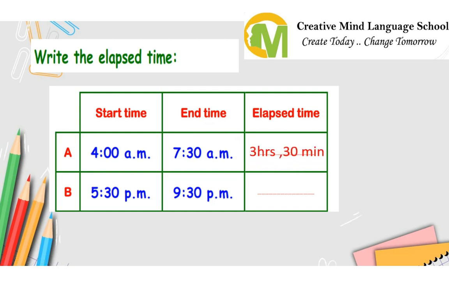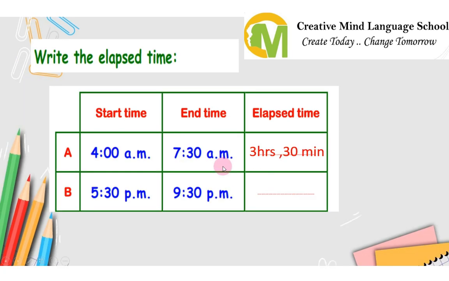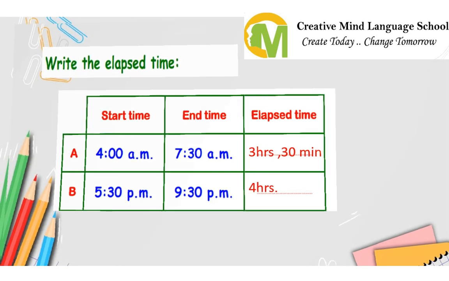B. Start time at 5:30 p.m. but the end time 9:30 p.m. So count after 5, 6, 7, 8 and 9. So we count 4 hours only. So the elapsed time equals 4 hours.